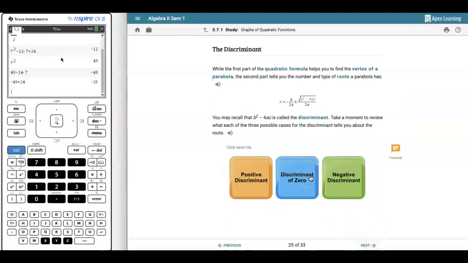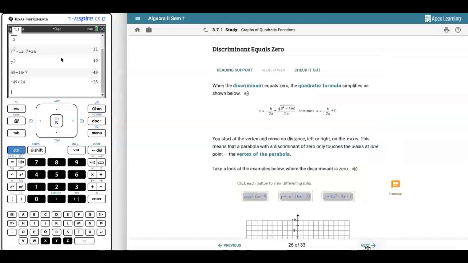Now remember, we learned this in the last one, but we have the discriminant, which is b squared minus 4ac. It's everything under that square root symbol. If we have a positive discriminant, we're going to have 2 real solutions. If we have a 0 discriminant, we'll have 1 real solution. And if we have a negative, we're going to have 2 complex roots or no real solutions. So the complex one would be the number plus the imaginary number.